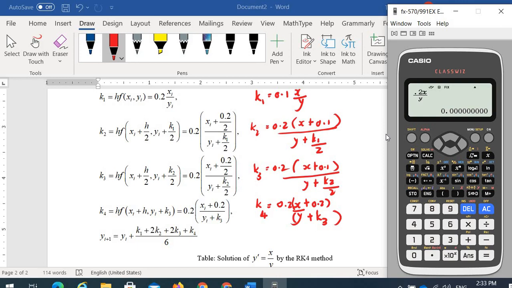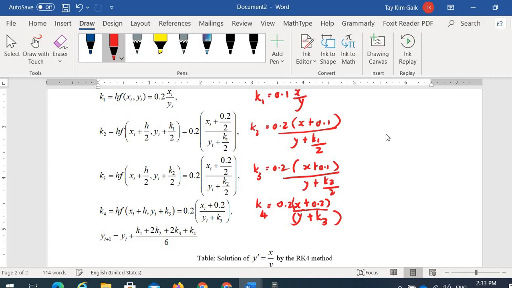Okay, and lastly, they ask you for K4. The X value, you press X plus H, which is 0.2. The Y value is Y plus K2.